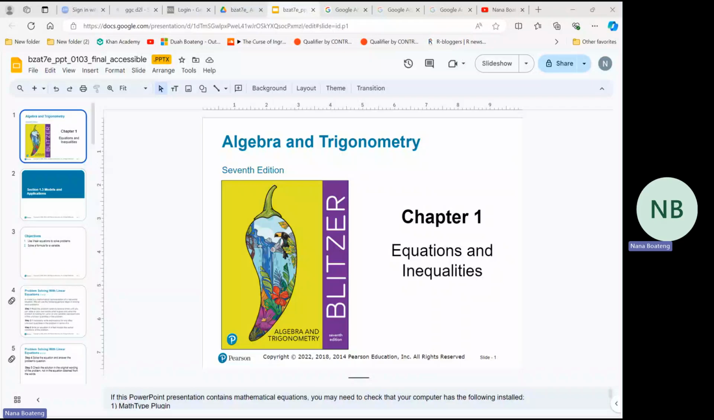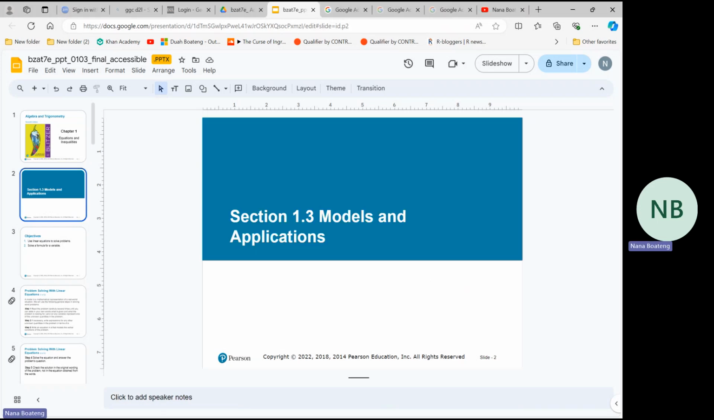All right, so everyone, welcome to chapter one of college algebra. In chapter one, we are going through equations and inequalities. And section 1.3, which we shall be covering today, is on models and applications. So we can start off with the first example.